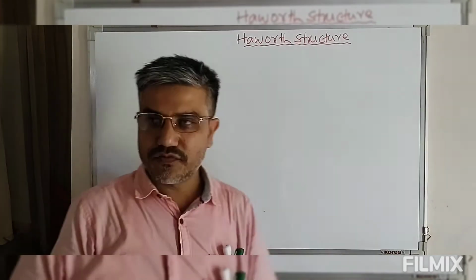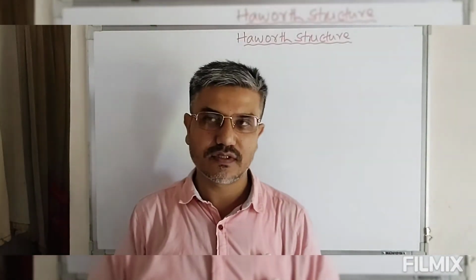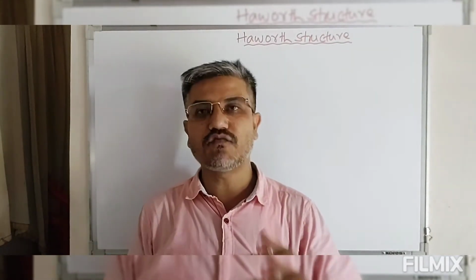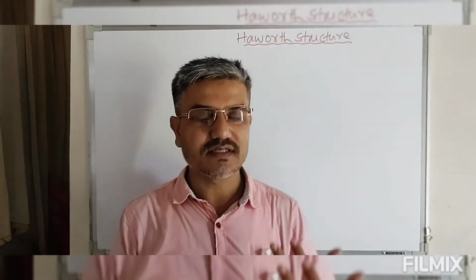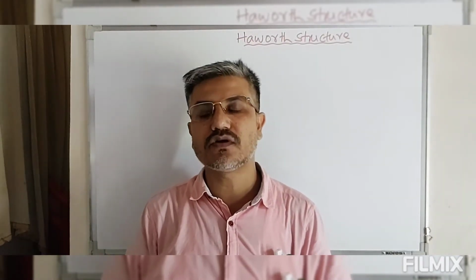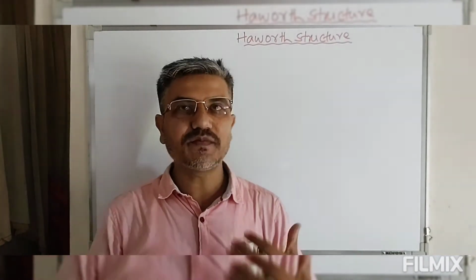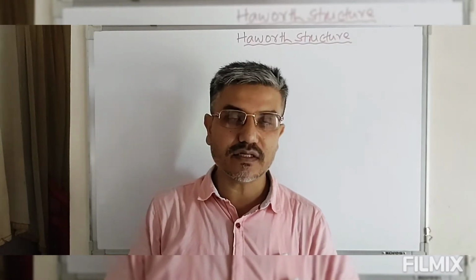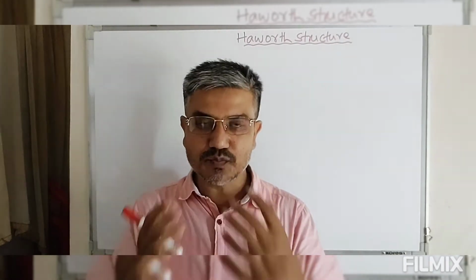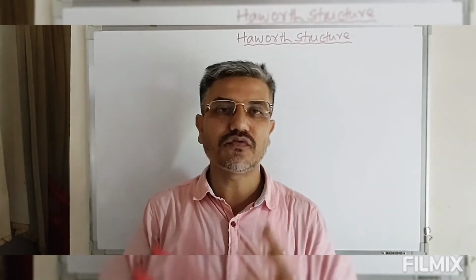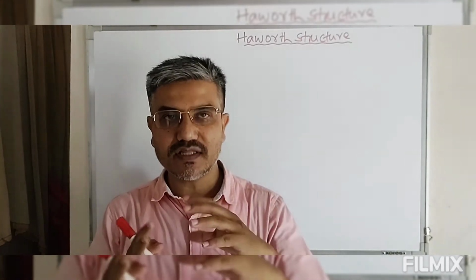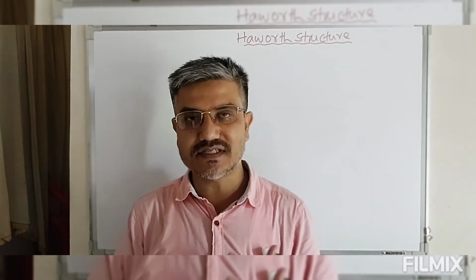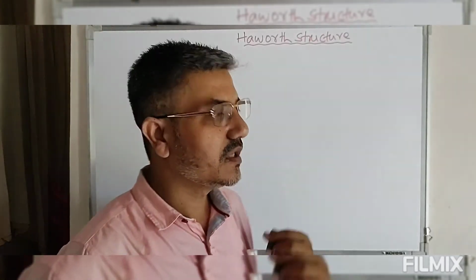Now after the relative configuration of carbohydrates, we come to the Haworth structure, that is the cyclic structure or ring structure of carbohydrates. Many of these carbohydrates in combined state exist in ring or cyclic structure. So to explain the presence of ring or cyclic structure, we take the help of Haworth structure. This Haworth structure represents the cyclic or ring structure of carbohydrates.